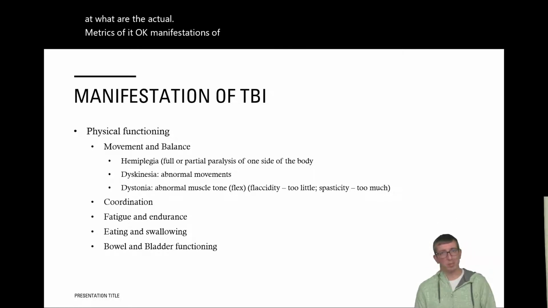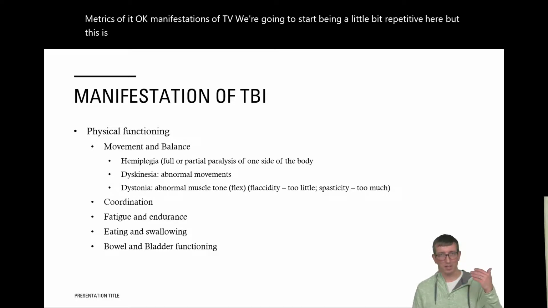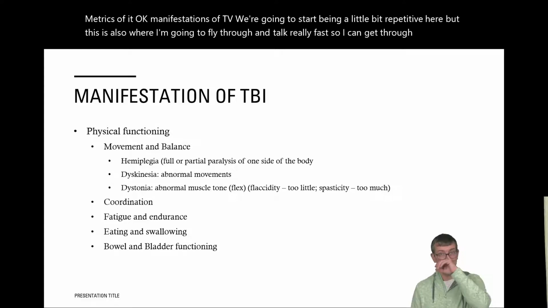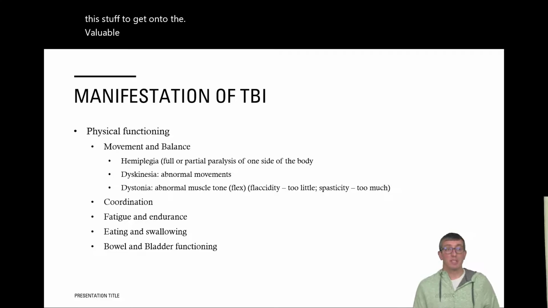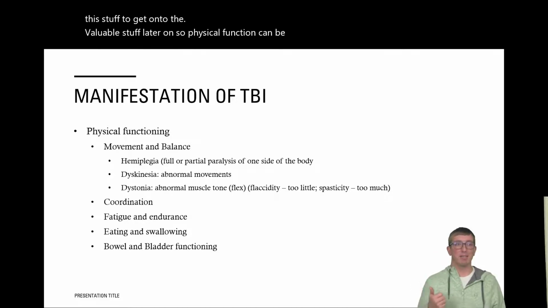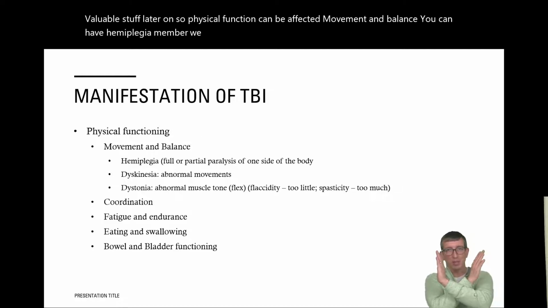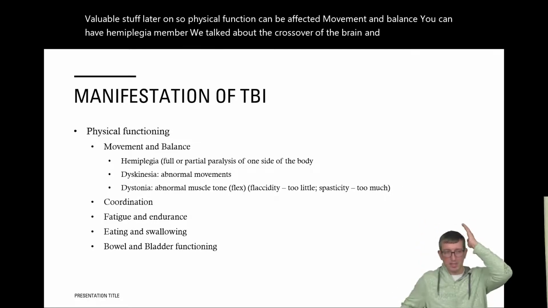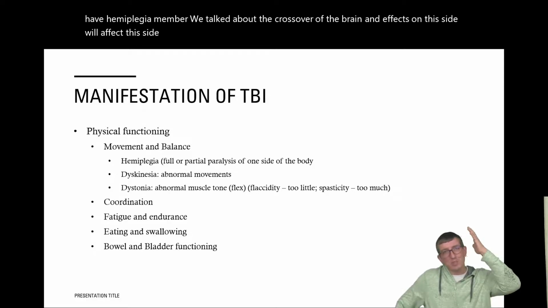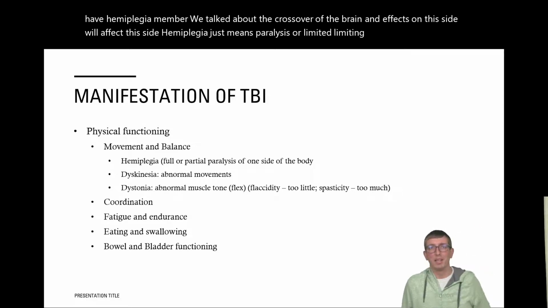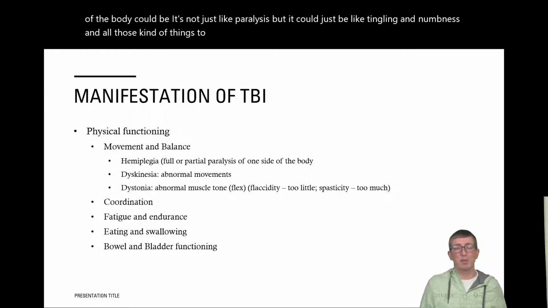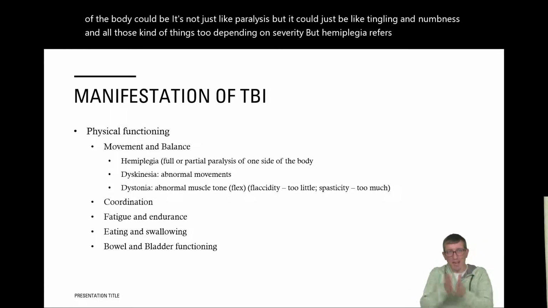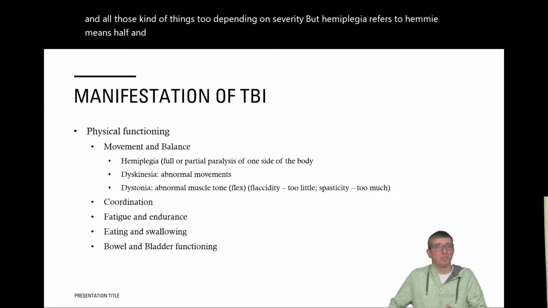Okay, manifestations of TBI. We're going to start being a little bit repetitive here, but this is also where I'm going to fly through and talk really fast so I can get through a bunch of this stuff to get onto the real valuable stuff later on. So physical functioning can be affected, movement and balance. You can have hemiplegia. Remember we talked about the crossover of the brain and effects on this side will affect this side. Hemiplegia just means paralysis or limiting functioning of one side of the body. It's not just paralysis, but it could be tingling and numbness and all those kinds of things too, depending on severity. But hemiplegia refers to, hemi means half, and plegia means loss of functioning, basically.